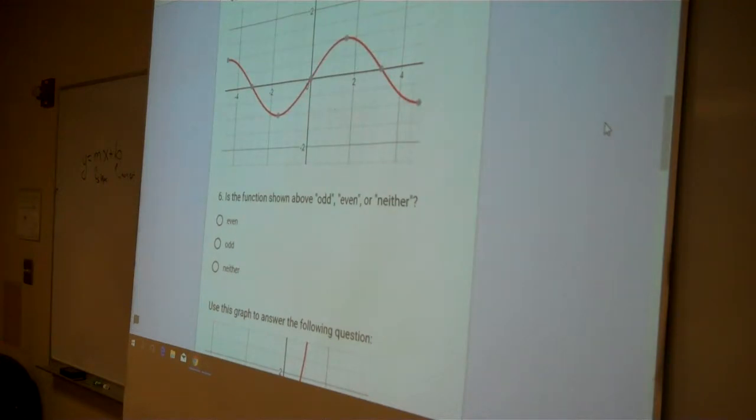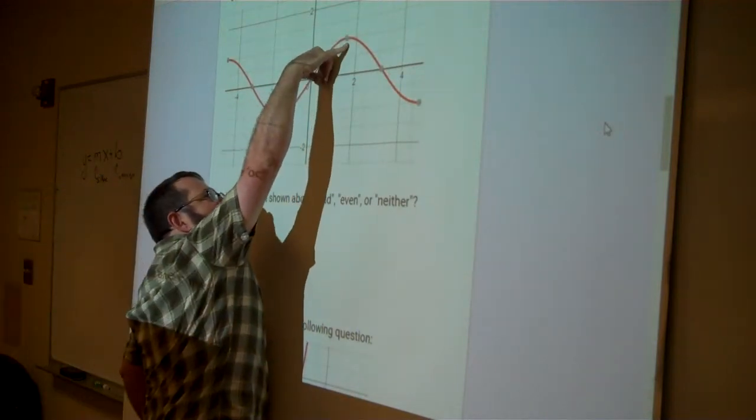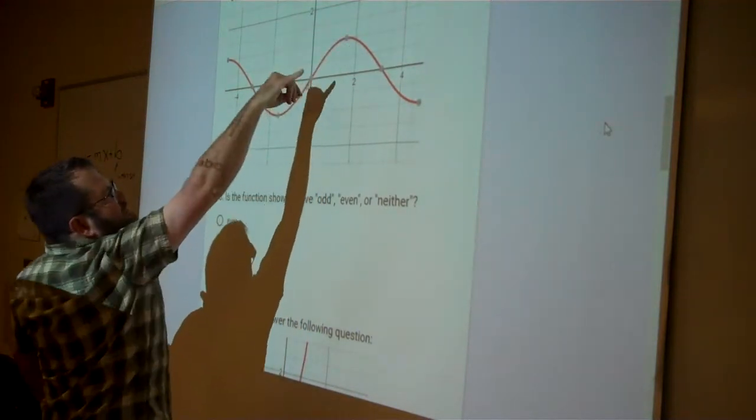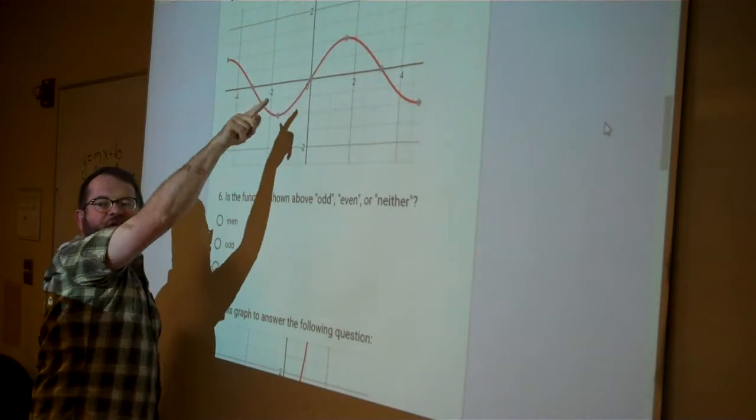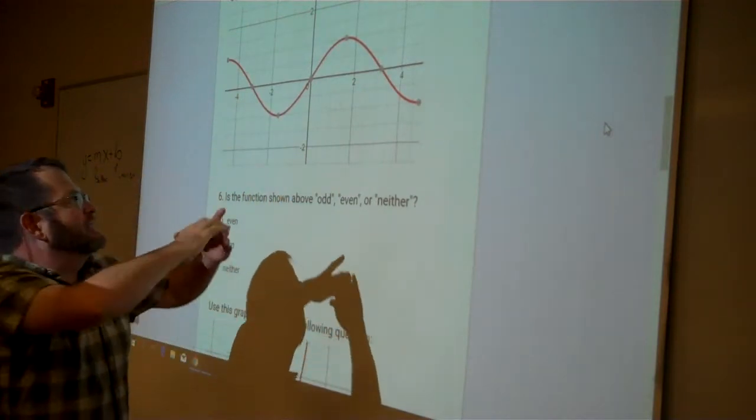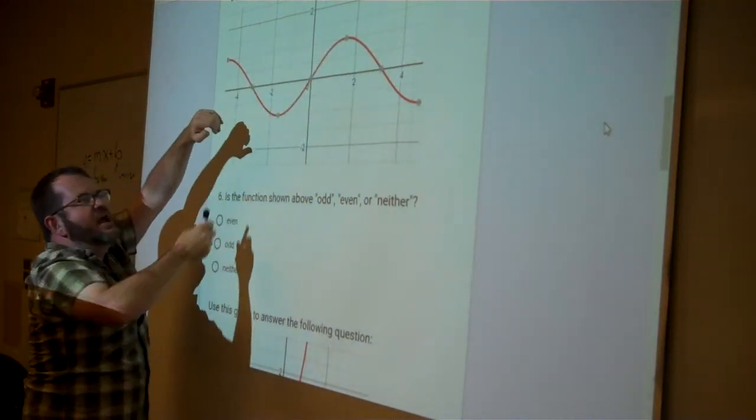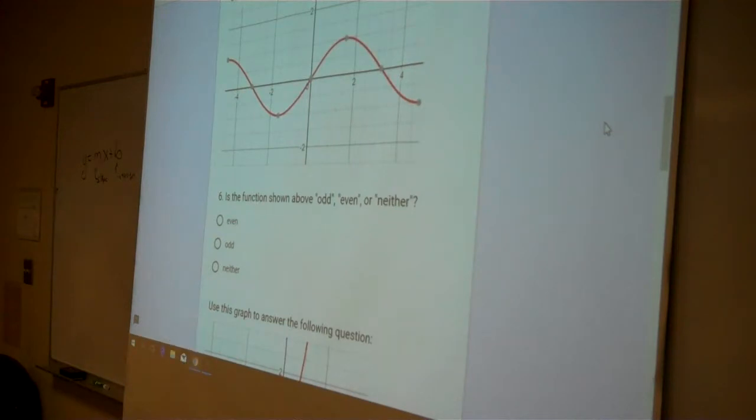How do we know? It's symmetric with respect to the origin is the definition in the book. That means that if you took it and you turned it 180 degrees around the origin, it reflects or whatever. Right? You know, this thing fits right here. I have a hard time picturing that.